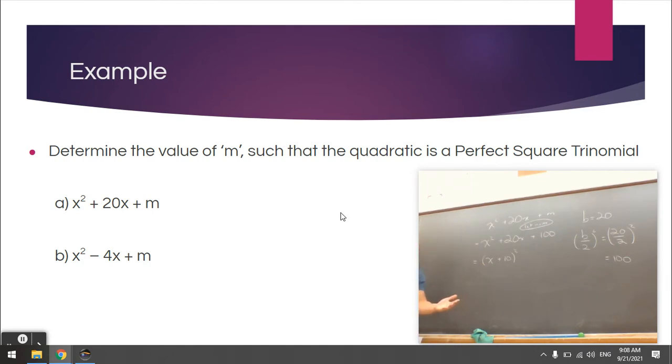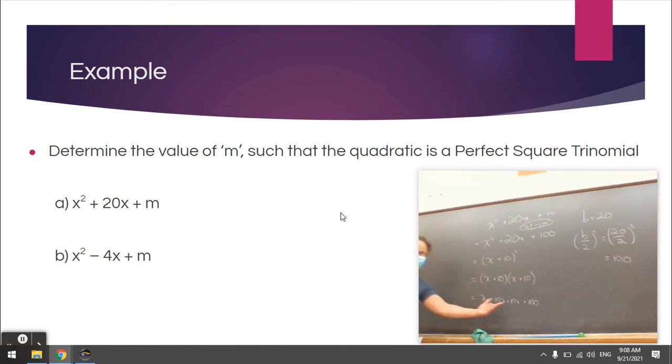Let's expand and see if we got it right. This is equal to x plus 10 multiplied by x plus 10. Okay? Let's multiply it out. So we use FOIL. x times x is x squared. x times 10 is 10x. 10 times x is 10x. 10 times 10 is 100.